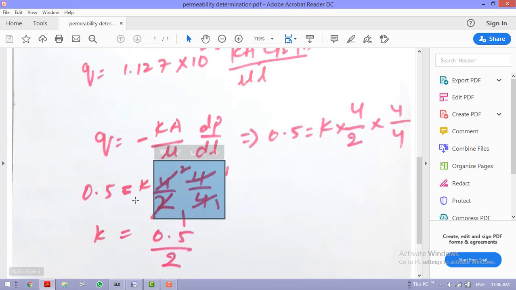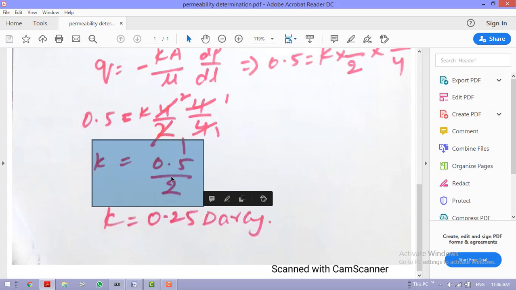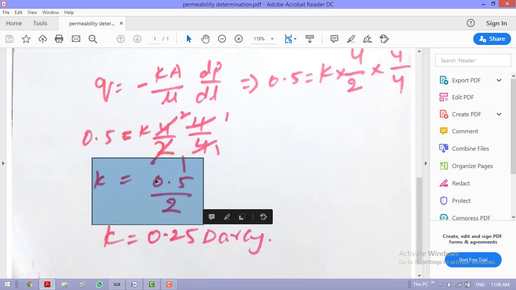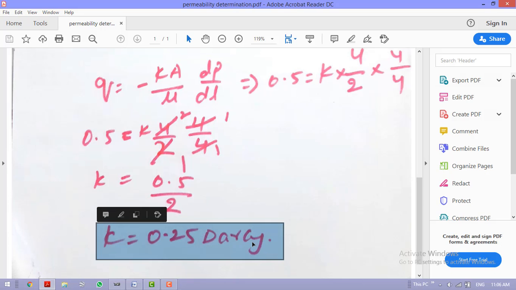Then finally you can see that 0.5 equals K into 2, right? If I simplify everything in terms of K, it turns into K equal to 0.5 divided by 2. If you further simplify this, you will get the final answer as 0.25 Darcy.